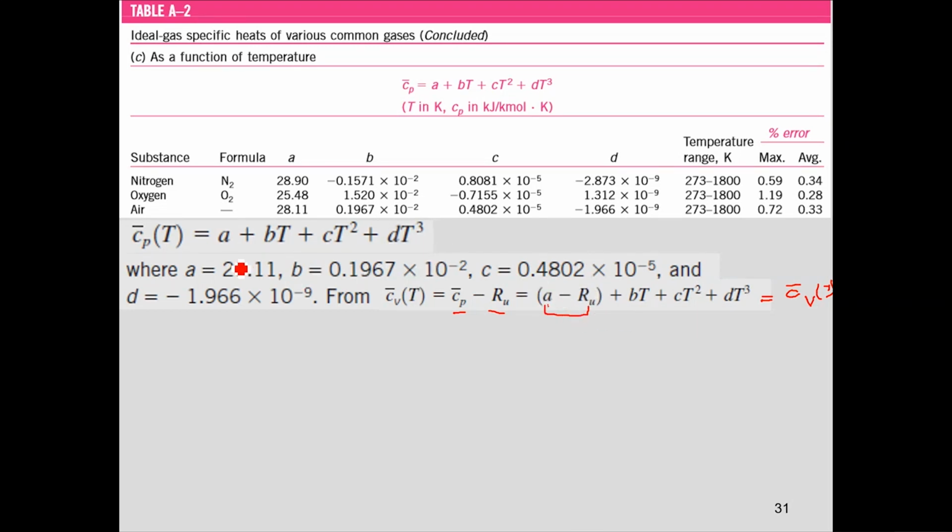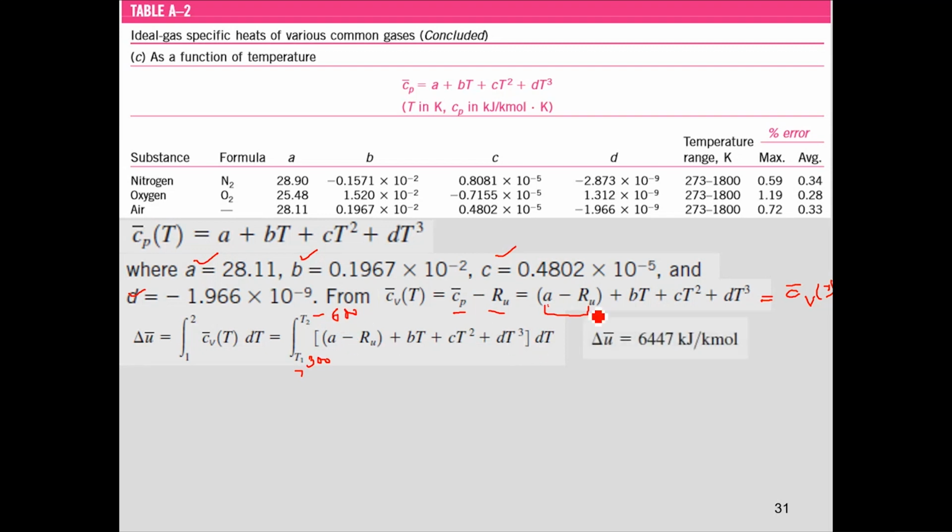So you have the A value given, the B value given, the C value given, D is given, and Ru you know is 8.314, the universal gas constant. If you have this relationship and you integrate from T1 to T2, where T1 is 300 Kelvin and T2 is 600 Kelvin, you will come to know that the change in internal energy per unit kilomole is 6447 kilojoules per kilomole. So far, is it clear?